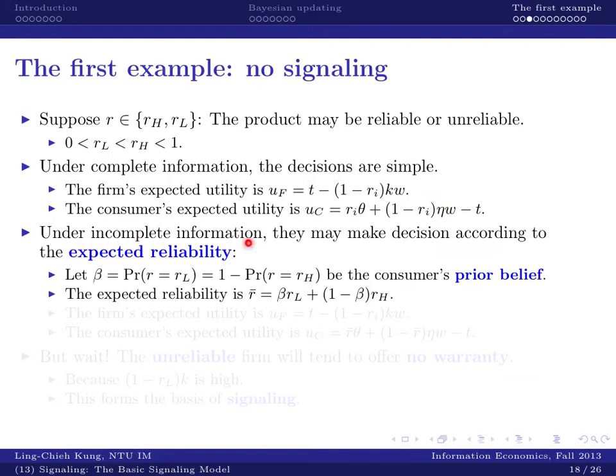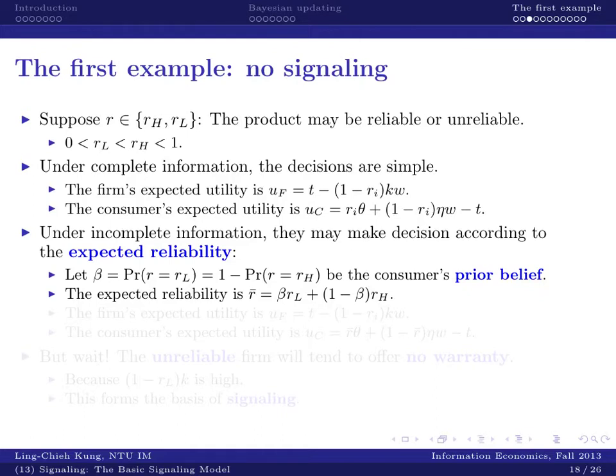If, in a more realistic situation, there is incomplete information or information asymmetry, then one thing they may do is to make decisions according to the expected reliability. One important thing here is that from the consumer's perspective, the reliability R is random. It is a random variable, so the consumer must have some kind of prior belief on the reliability of the product.